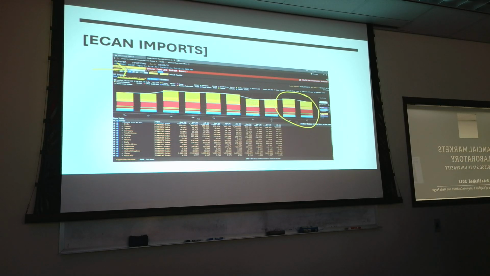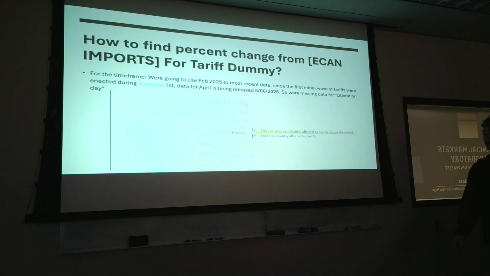Next slide, please. So I just did it right here. That's the equation. For the time frame, we're going to use February 2025 to the most recent data, which is this month. The first initial wave of tariffs were enacted on February 1st, which is why I wanted to use it. And like I said, we can't use April data because, as you know, Liberation Day was enacted in April, but has not released data for that yet. It's really important, we just can't use it as of right now.